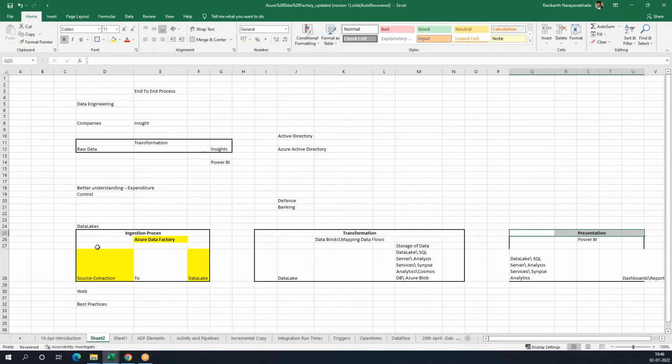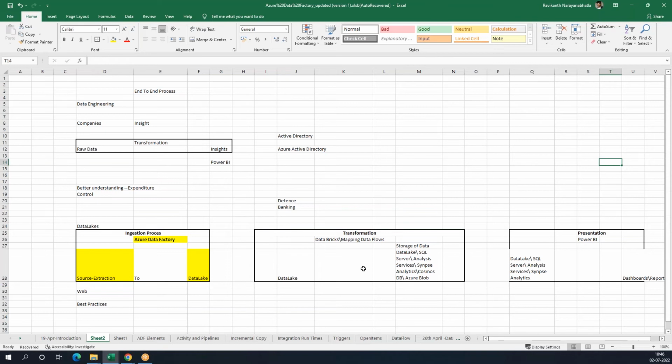So this complete end-to-end process, starting from raw extraction, then to transform, then to presentation. I have been talking about some tools here, right? One was Azure Data Factory, then I was talking about Databricks, I was talking about mapping data flows, and I was talking about SQL Server.